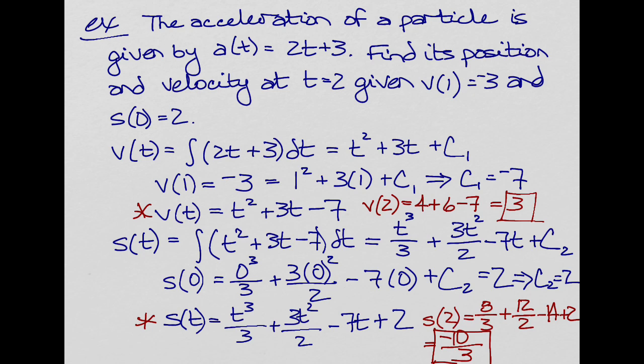So, just to recap, we found the particular velocity function by finding the value of the constant, and we evaluated it at 2. We found the position function by finding the antiderivative of the velocity function, evaluated it at 0 to satisfy the initial condition, found the value of the constant, and then to answer the question, evaluated at 2.